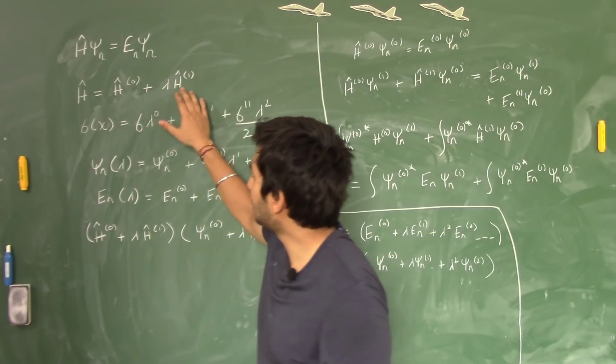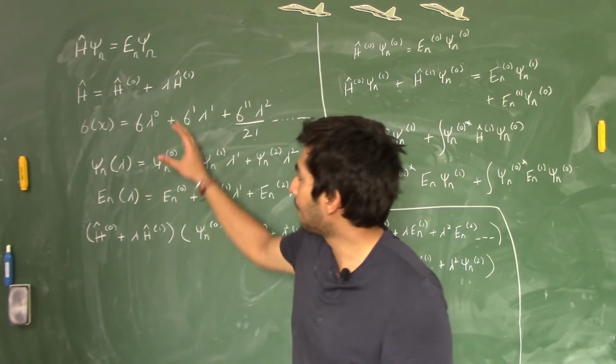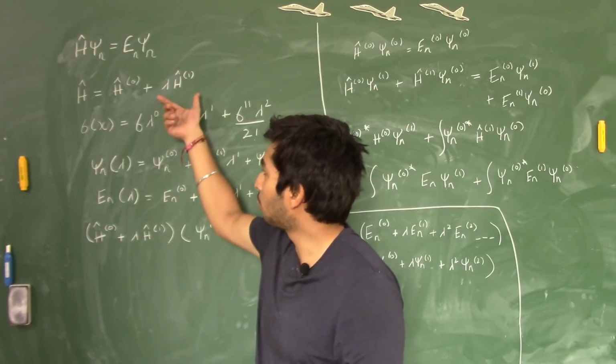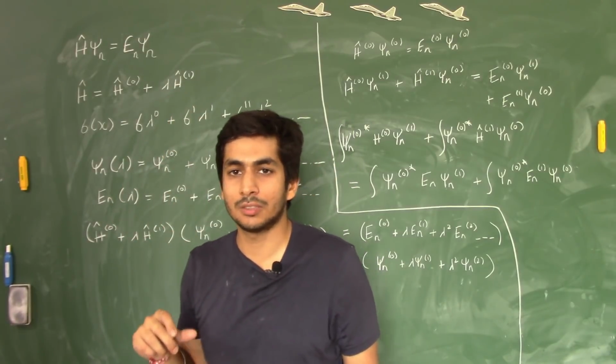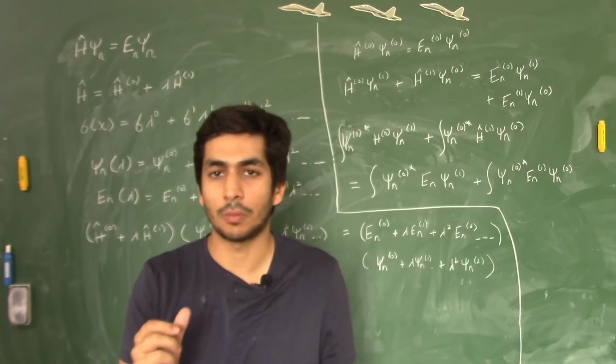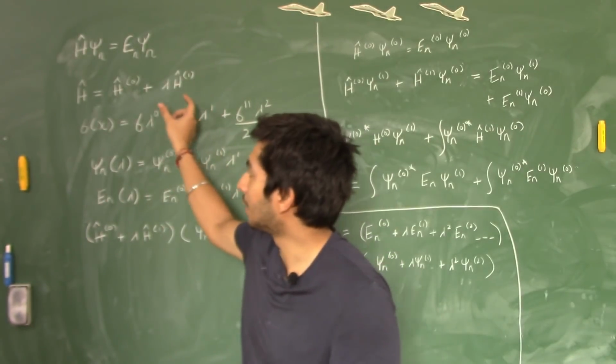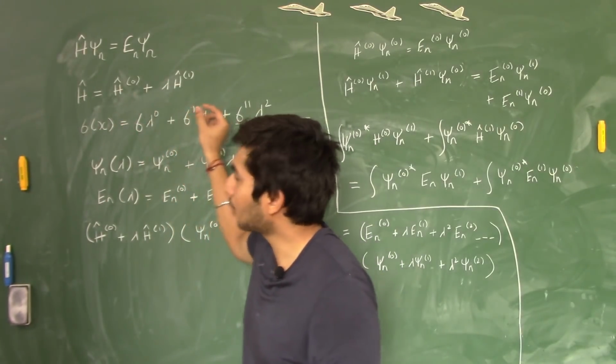And this lambda times H1, what is this? Lambda times H1 is basically the Hamiltonian for the perturbed system. That means for the system for which there is some kind of disturbance. This is what we need to calculate, right? This is what we need to calculate. And what is lambda over here?